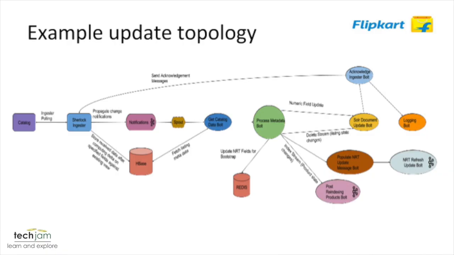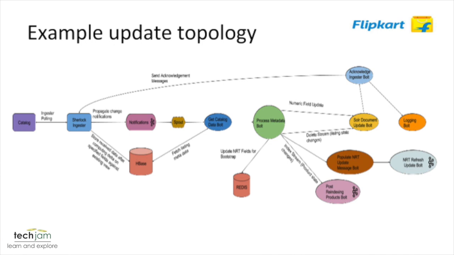As an example, here is a standard topology corresponding to catalog. Catalog is one of the most complicated forms of update. Whenever a product changes its listing state, we get updates. In the interest of time, I don't want to walk through this entire process, but there's a lot happening here.